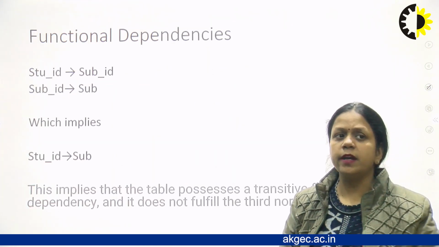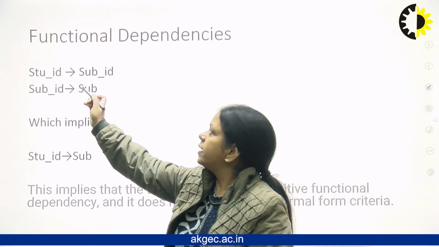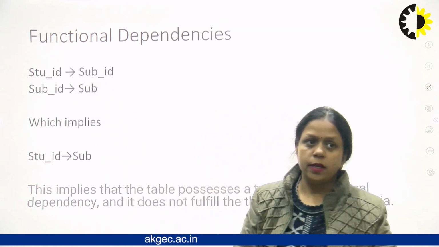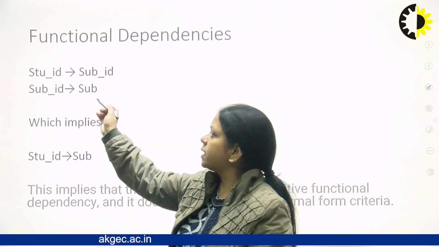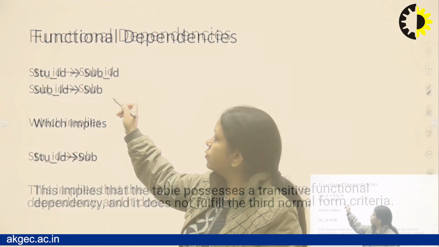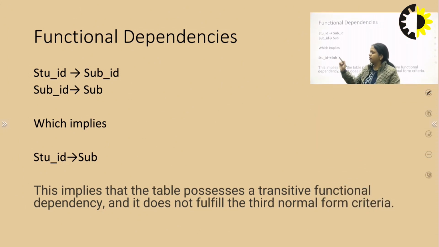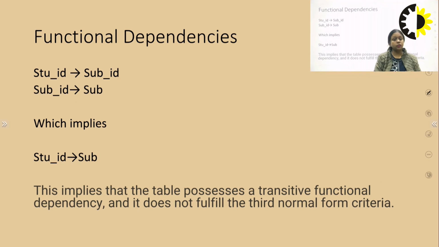In this case we have 2 dependencies. Sub ID is dependent on the student ID, and sub or subject is dependent on the sub ID. Okay, so from these 2 dependencies we can imply sub is dependent on the student ID, which is a transitive dependency, which is not required in the table. But we don't have any partial dependency here, so we can say that this table is in the second normal form. But it has a transitive dependency, so it is not in the third normal form.